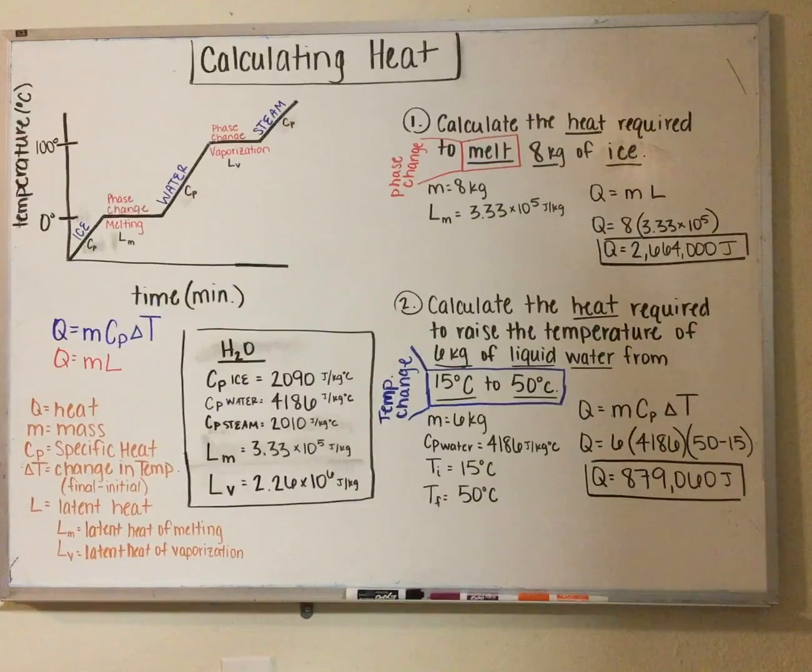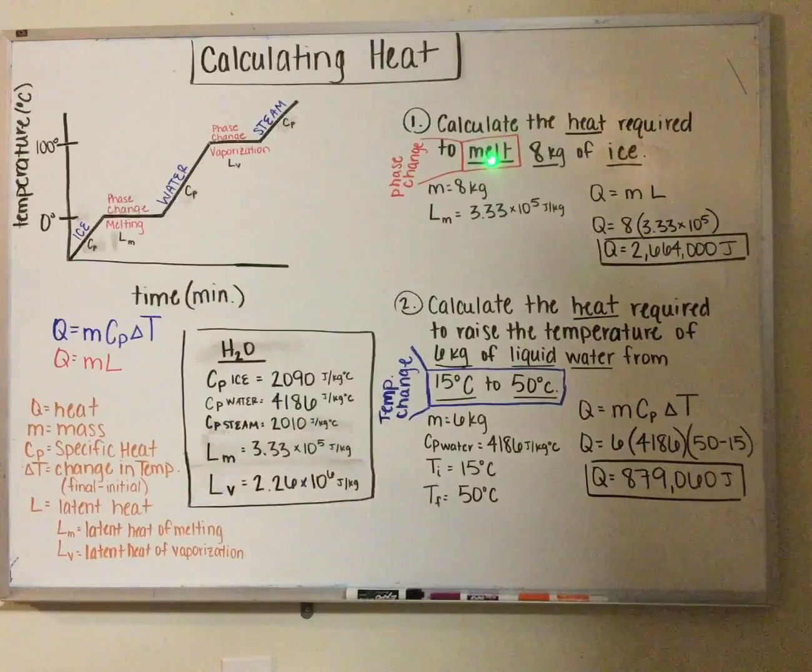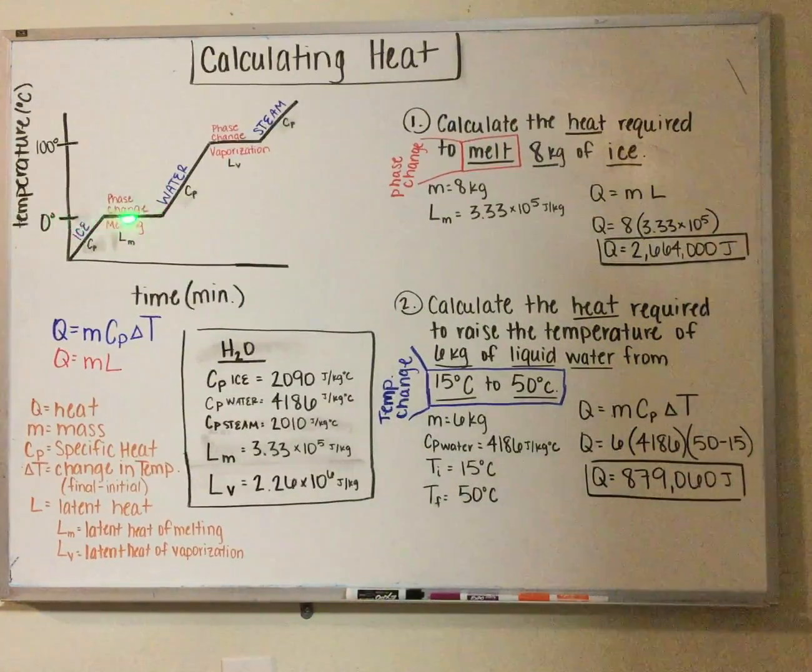So if it's talking about a phase change, for instance, number 1 says calculate the heat required to melt 8 kilograms of ice. So I know I'm melting ice. Melting ice is happening right here in the phase change. I remember from yesterday that whenever something is melting, the temperature is not changing, it stays the same. So this is talking about a phase change. There's no temperature change listed here at all.